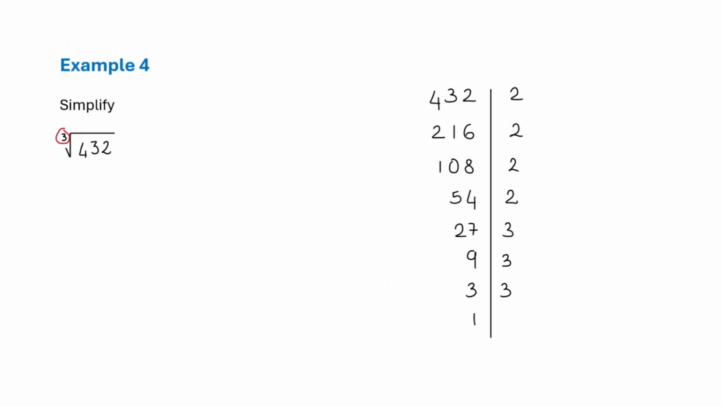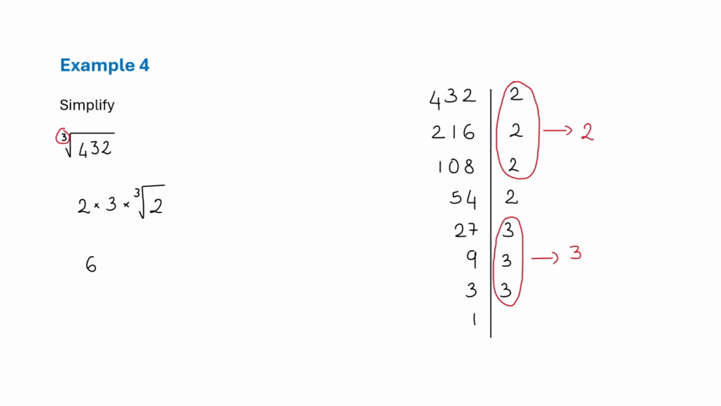Here we have one complete group of 2's and one complete group of 3's. Each complete group comes outside the radical. The remaining 2 doesn't belong to a complete group, so it stays inside the radical. We can now rewrite the expression as 2 multiplied by 3 multiplied by the cube root of 2. Multiplying the numbers outside the radical gives us 6. So the cube root of 432 simplifies to 6 cube root 2.